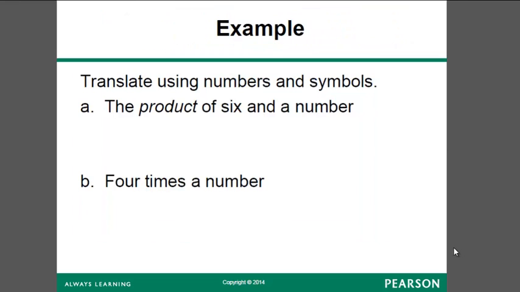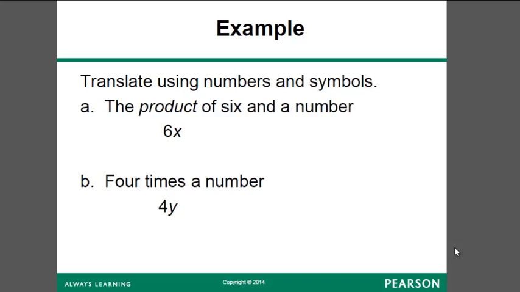Let's look at these 2 examples. Translate using numbers and symbols. The product of 6 and a number. 4 times a number. The product of 6 and a number is 6x. 4 times a number is 4y.